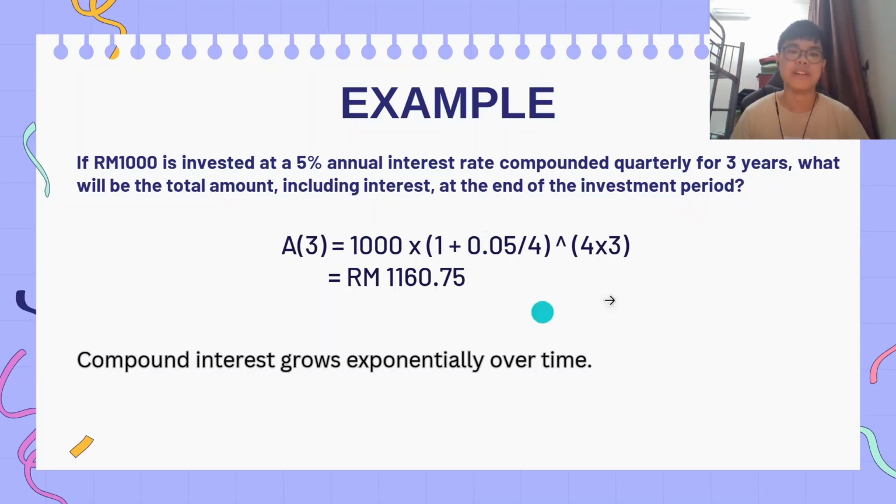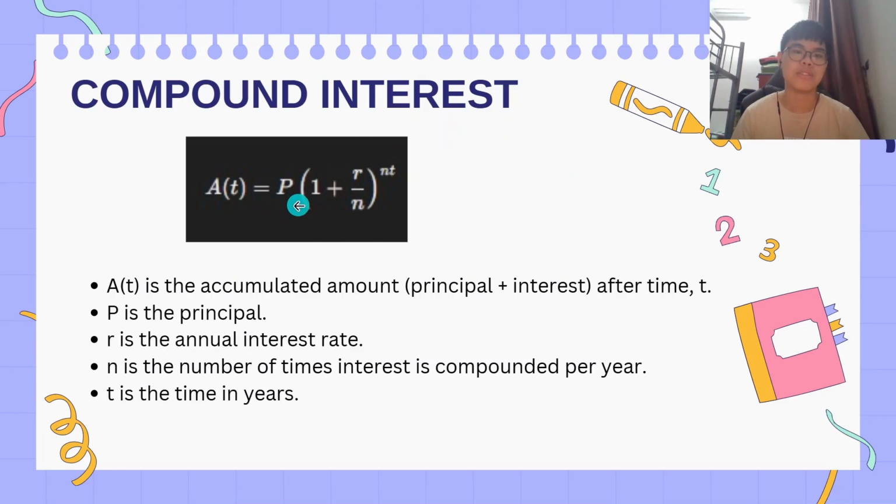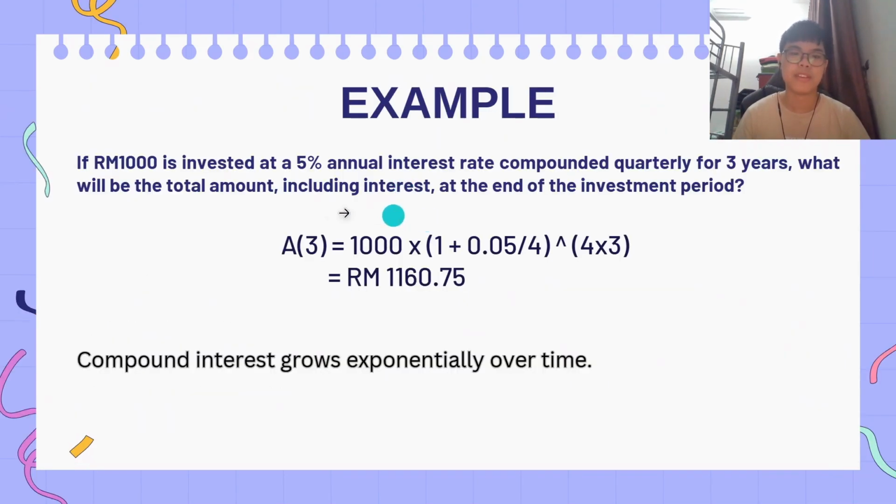Okay, so we need to use the equation just now. A_T equals to P times (1 plus R per N) to the power of NT. We need to substitute in the info just now. A_3 equals to P, 1000 ringgit, times (1 plus 0.05, the 5% annual interest rate, per 4 compounded quarterly) to the power of NT, 4 times 3, and we got the answer 1160 ringgit and 75 cents. So compound interest grows exponentially over time.